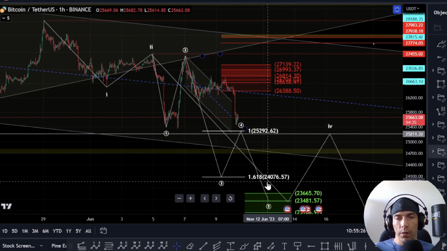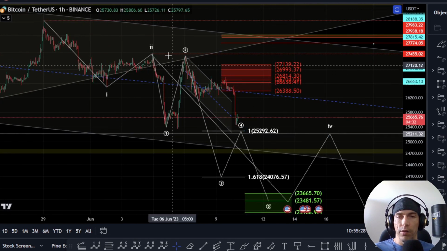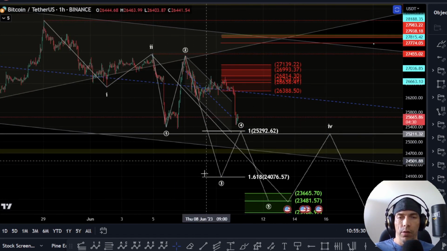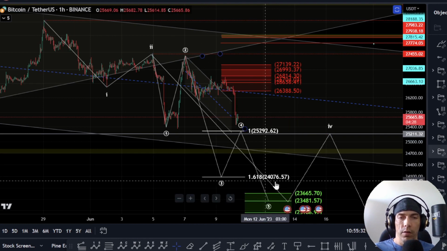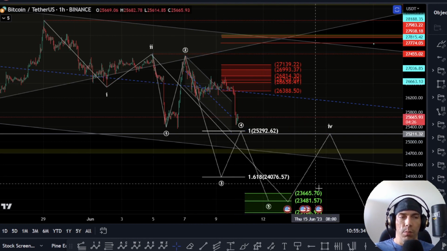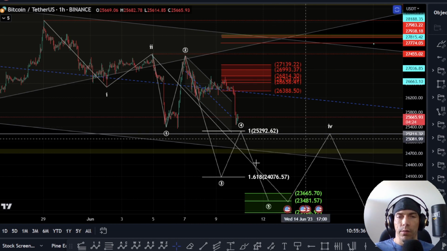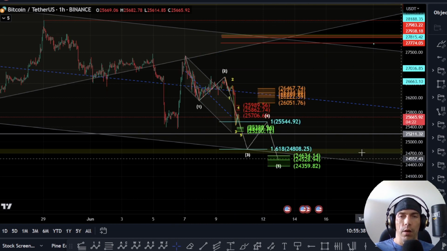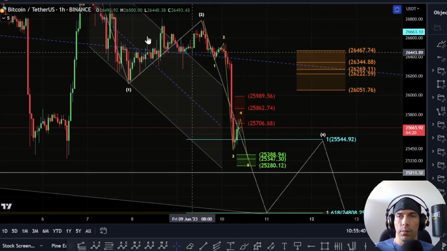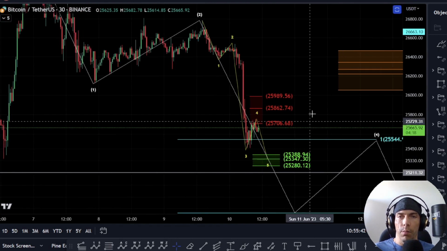But if we see a move down towards this 24,076, what it could mean is that we're actually within this 3rd wave. So we need to keep an eye on this level. If we see price break down in a bigger way, we could actually see price fall down into these lower levels here.